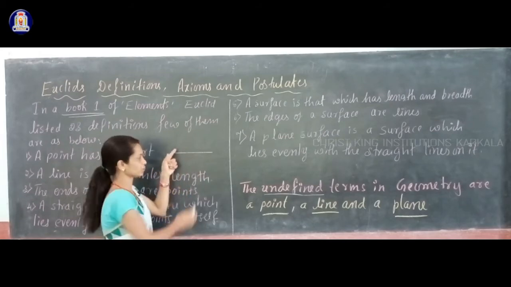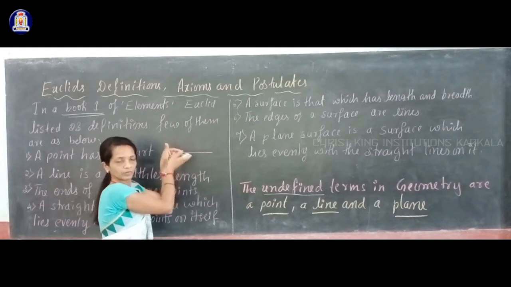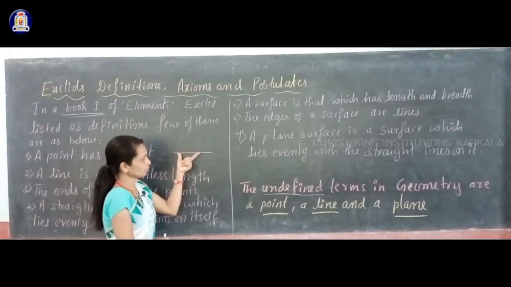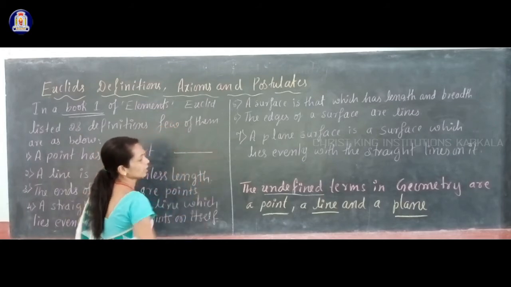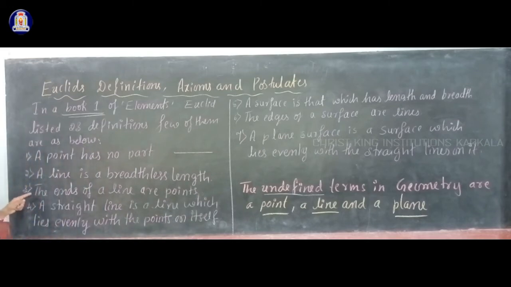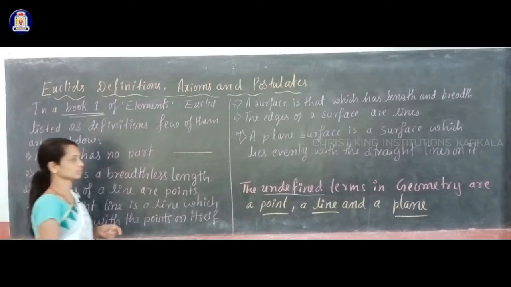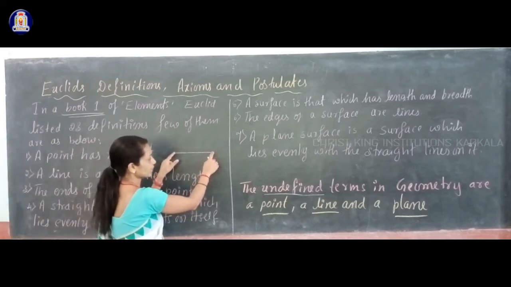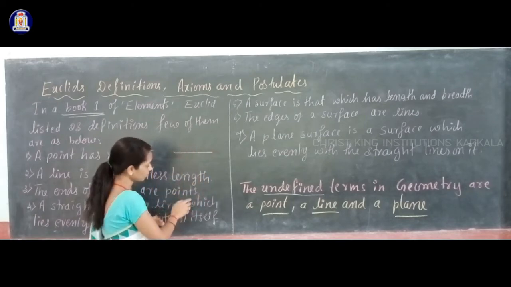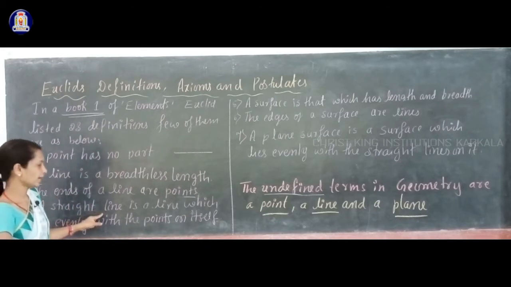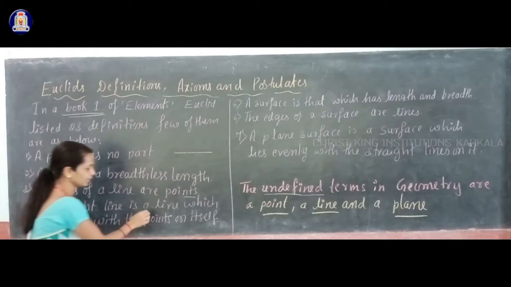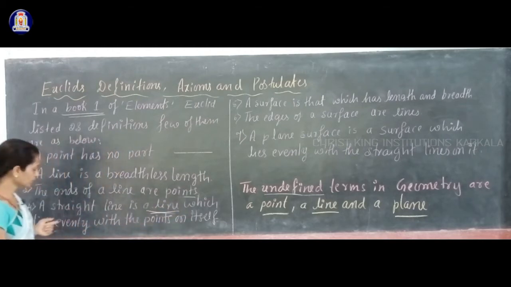You can see that a line is very thin, so a line is a breadthless length. It has no breadth, it has only length. Next, the ends of a line are points. If you see the ends of this line, they are points. And next, a straight line is a line which lies evenly.